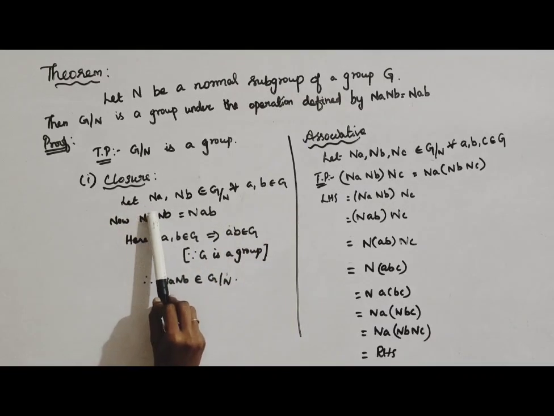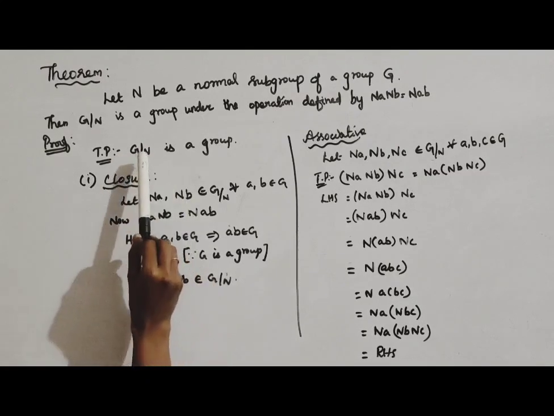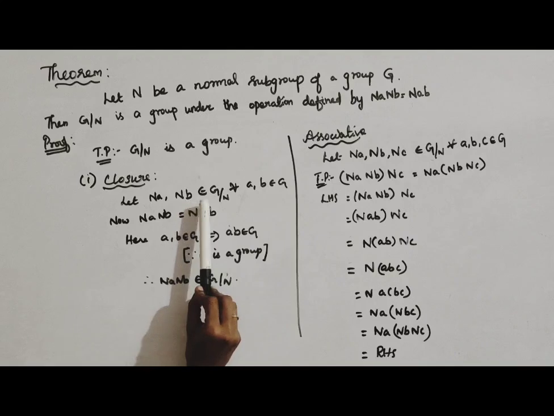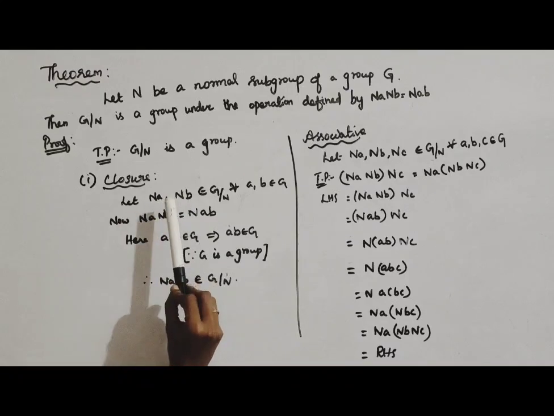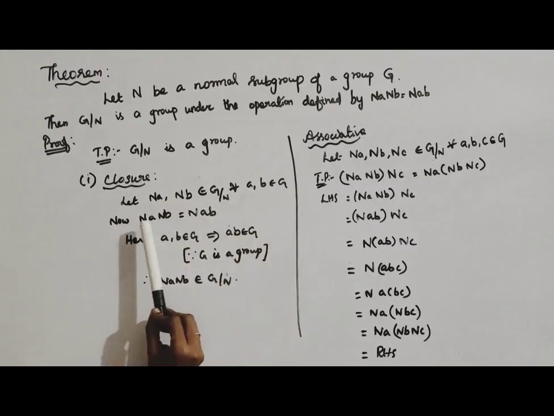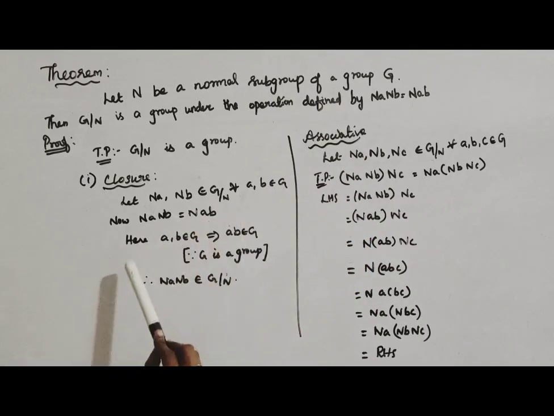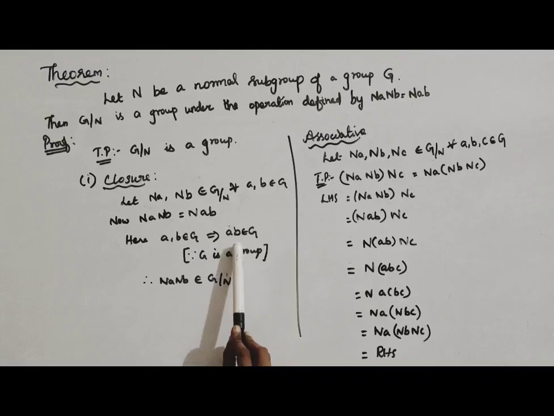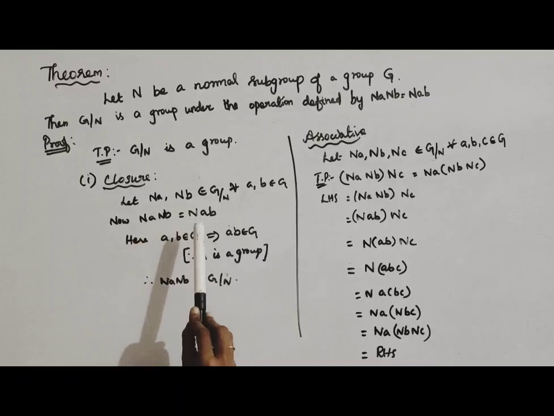Closure property. It means let us take 2 elements from this quotient group, that is Na and Nb, because the elements in this quotient group are in the form of right cosets, right? Therefore, we are choosing 2 right cosets from the quotient group G over N, for elements a and b belonging to the group G. Now, Na and Nb can be defined by the normal multiplication, that is Nab. Here, a and b belong to G. G is a group. Therefore, it satisfies the closure property, right? ab belongs to G. Hence, this Nab belongs to G over N. Therefore, Na into Nb belongs to G over N.